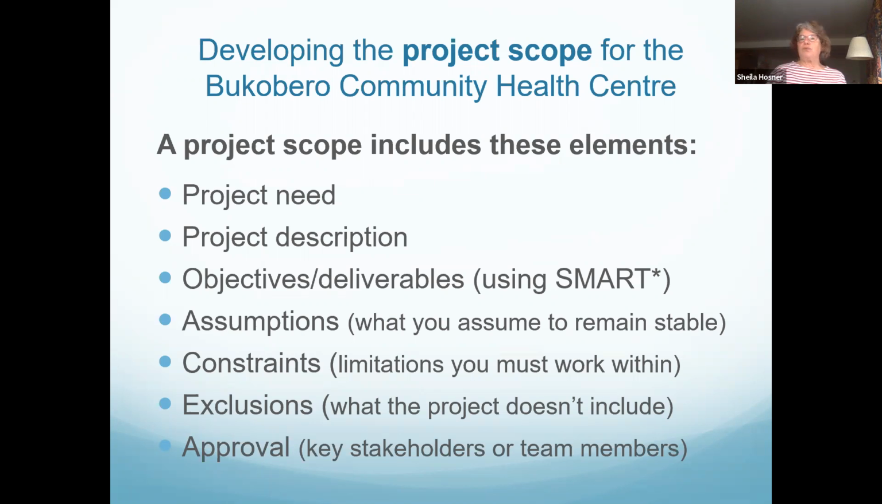Developing the project scope for the Bukobero Community Health Center, we had to look at these elements: the need, the description, the objectives, deliverables, using the SMART attributes to determine, and in the next page we'll talk about what SMART means, to determine our objectives. Assumptions, constraints, exclusions, and approvals. So these are things that are included in a project scope, and these can all be applicable to a research project as well.